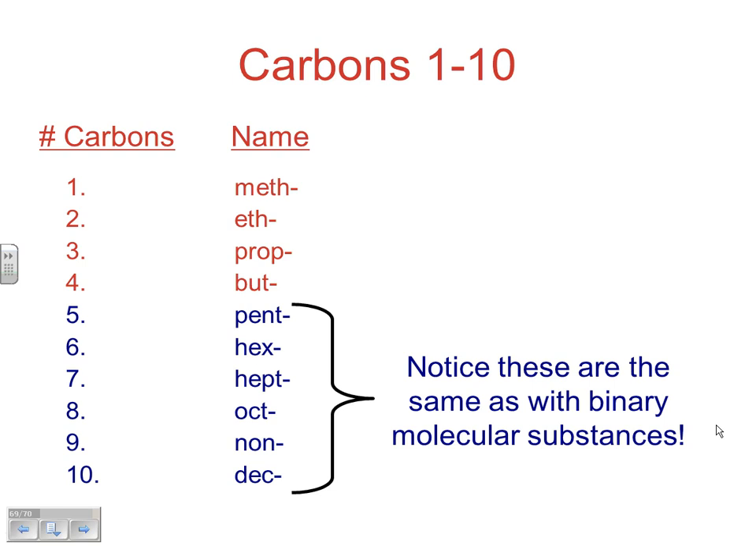And really notice these are the same as the binary molecular substances we looked at, so really it's only the first 4: meth, eth, prop, but. All the rest of them are the exact same as what we looked at with molecular substances, and that makes this significantly easier. So remember, 1 through 4: meth, eth, prop, but.